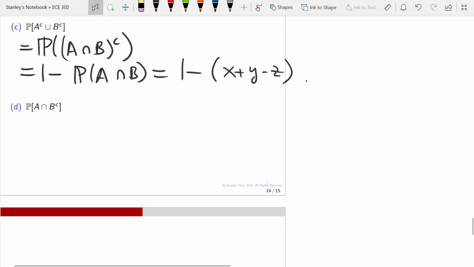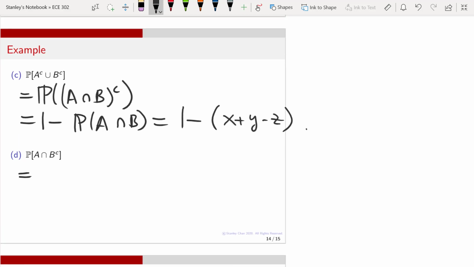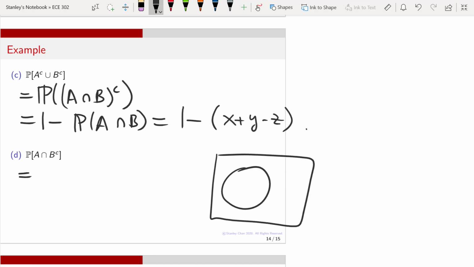And finally, we have this probability: the probability of A intersect B complement. How do we calculate this probability? This is a little bit tricky. We need to draw the diagram of A and B. So here is A, here is B. And now A intersect B complement is this portion. We know that this is basically just A backslash B.